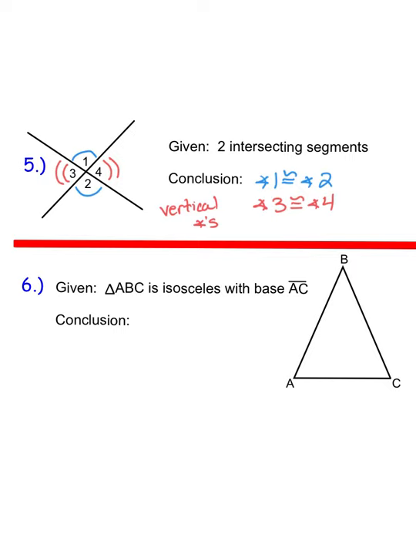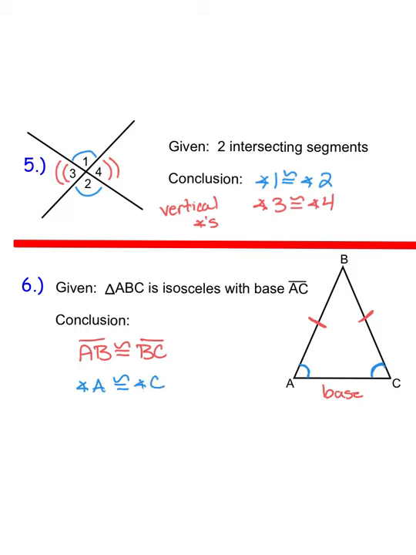If I look at number 6, it says triangle ABC is isosceles with base AC. So think about what you know about an isosceles triangle. If this is my base, then I know that this side is equal to this side because that's the definition of an isosceles triangle. So AB is congruent to BC. Since it's an isosceles triangle, I also know that my base angles are congruent, this angle and this angle. So I can say that angle A is congruent to angle C.